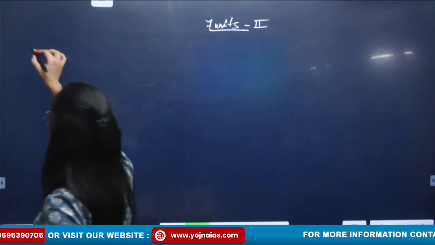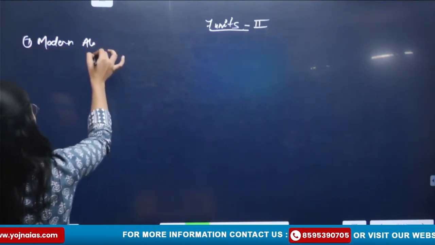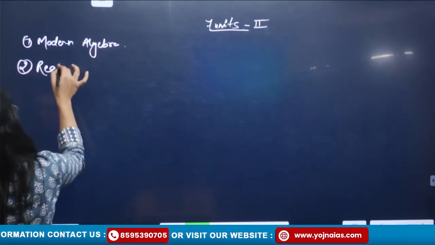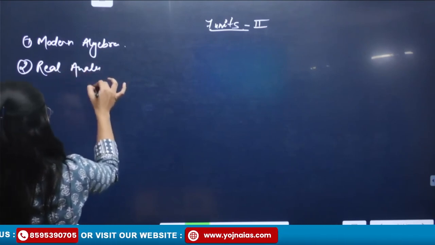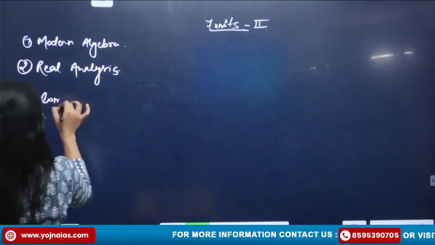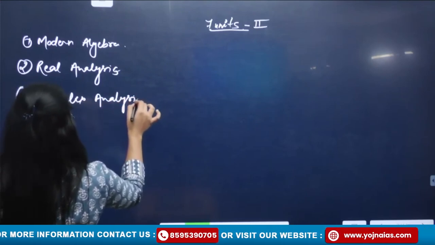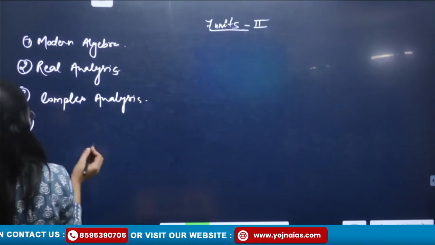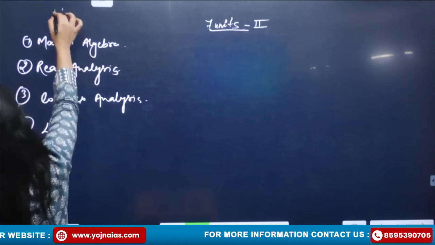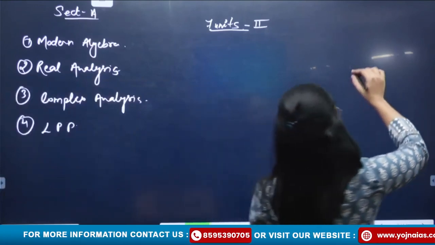The first unit is modern algebra. Then second is real analysis. Third unit is complex analysis. And then fourth unit is linear programming problem. This comes under section A of paper 2. Then we have section 2 or section B.